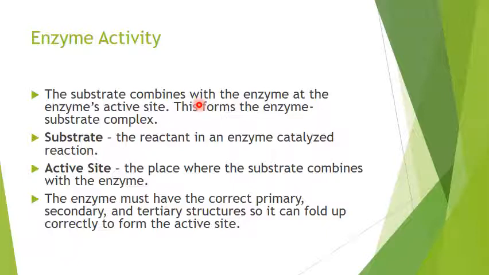So enzyme activity. Okay, so there's three parts. There's the enzyme itself, and then there's the substrate, which is the thing that's going to be turned into a product. So substrate is also known as the reactant. Okay, they call it substrate because it combines with the enzyme. A substrate technically means a combiner. So a substrate is a reactant. What it's going to do is combine to the enzyme.